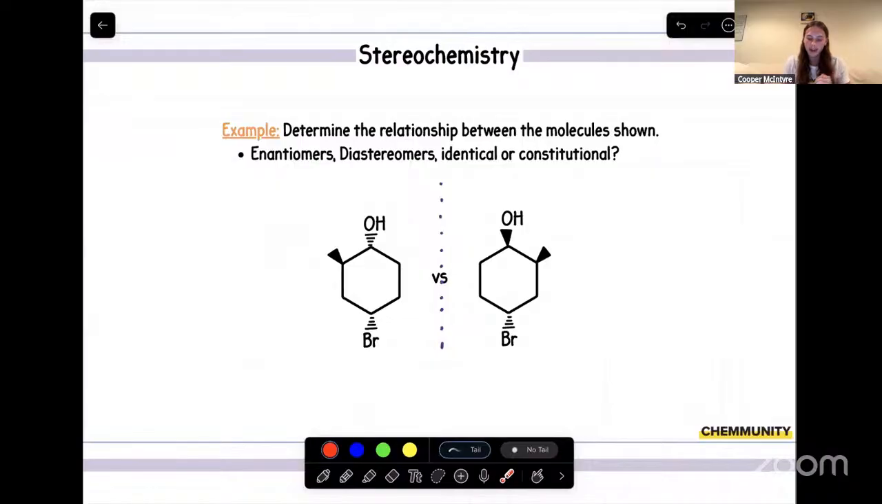So just by it not being a mirror image, my thought process is telling me that it may be a diastereomer. And then just to clarify that, what we can do is we can yet again flip this molecule so that our, for example, methyl groups are aligned. And then same with the bromine and our alcohol. And yet again, all we're doing is we're flipping it over like we're turning the page of a book. So if we go through, we'll draw it out.